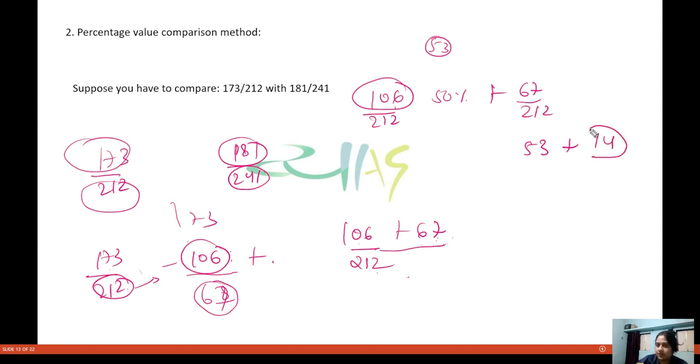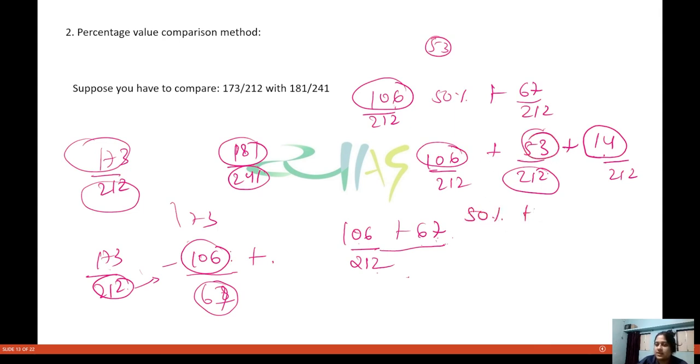And this is 14. Okay, so let us take this as 6.5%. So we have 75 plus 6.5, so approximately 81.5% we are getting here.